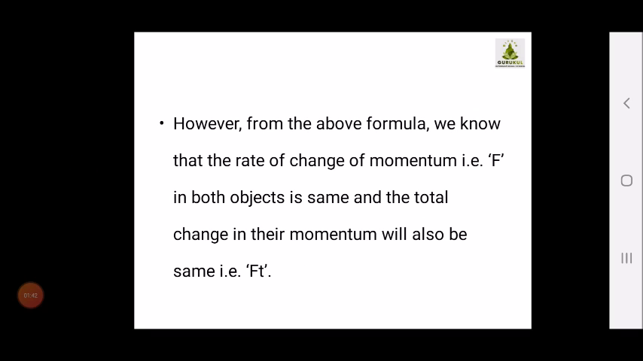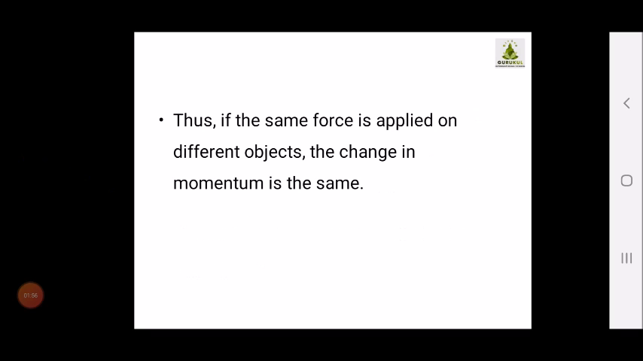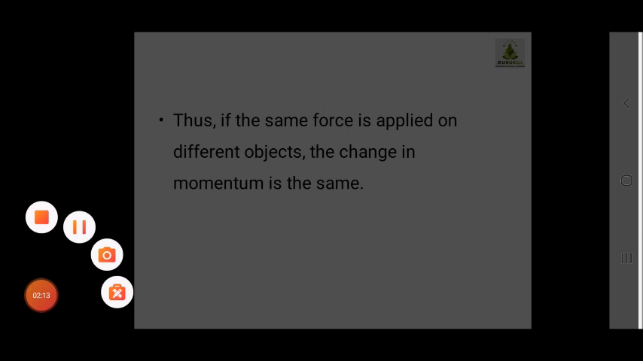But from the formula which we have derived, we know that the rate of change of momentum, F, in both objects is the same, and the total change in their momentum will also be the same, that is F multiplied by t. Thus we can say that if the same force is applied on different objects, the change in momentum will be the same. Okay children, the remaining we are going to study in the next video. Kindly read your textbooks so your concepts will be more clear.